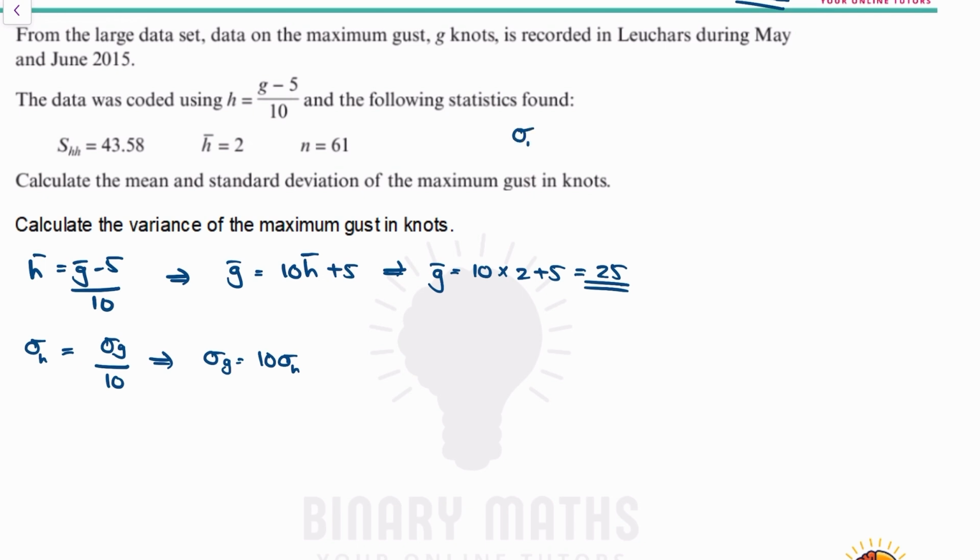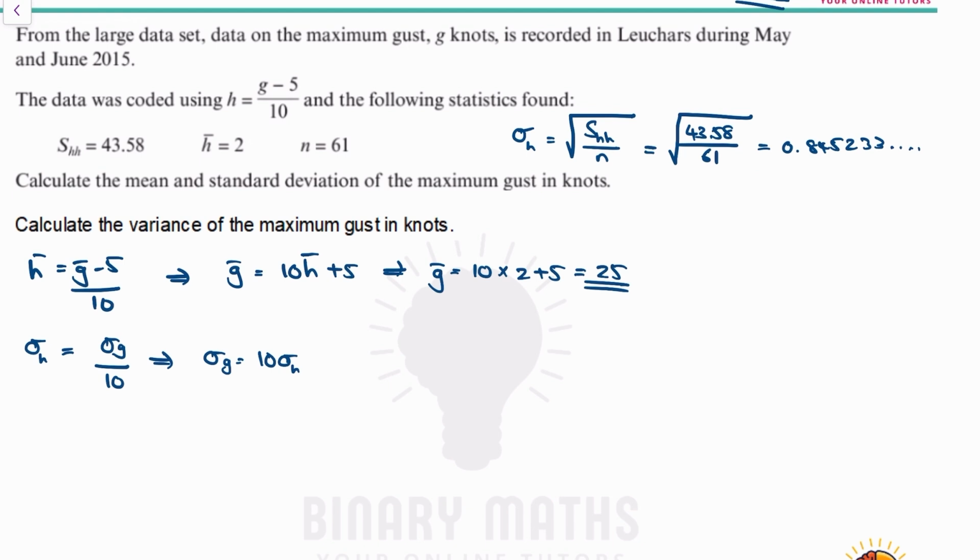The standard deviation of the coded data is equal to the square root of S of HH over n, which is equal to the square root of 43.58 over 61. Remember, this version of the standard deviation formula is in the formula booklet. That is 0.845233 on your calculator, which rounds to 0.85. But we're going to use the non-rounded answer, so let's not round it.